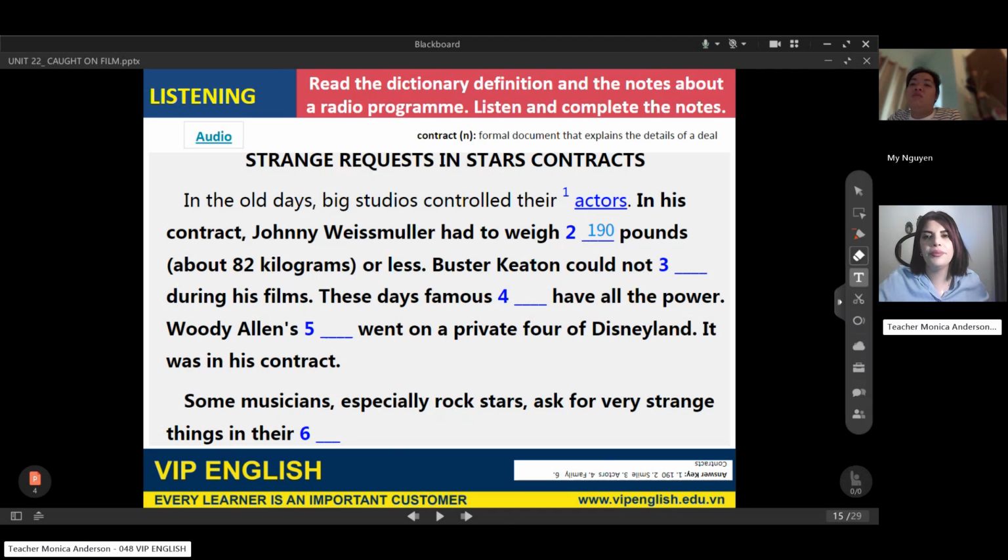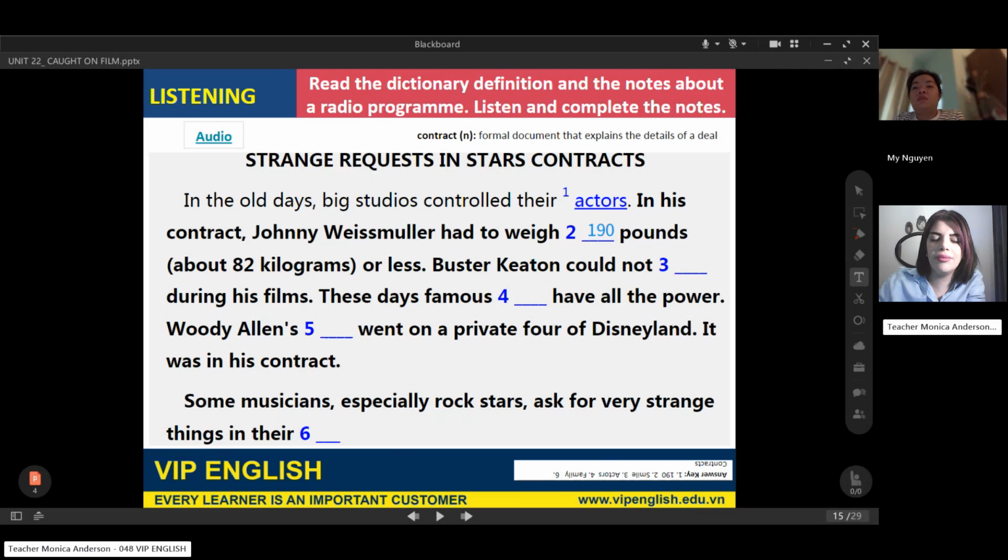If he came to work heavier than 190 pounds, he lost $5,000 for every pound. Another example is that of the silent film actor Buster Keaton, who was famous for his sad face. The face became so important that the studio said he could not smile on screen. And they wrote it in his contract. No smiling. These days, of course, famous actors have all the power. They are the stars, and their contracts show it.